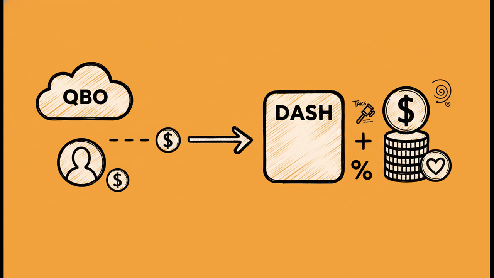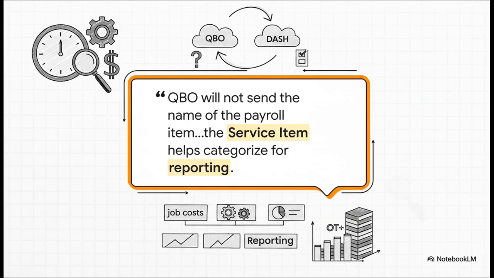And here's a really key insight. Even if you're using QBO Payroll, the system sends the rate, but it doesn't send the reason for that rate. Was it overtime, double time?